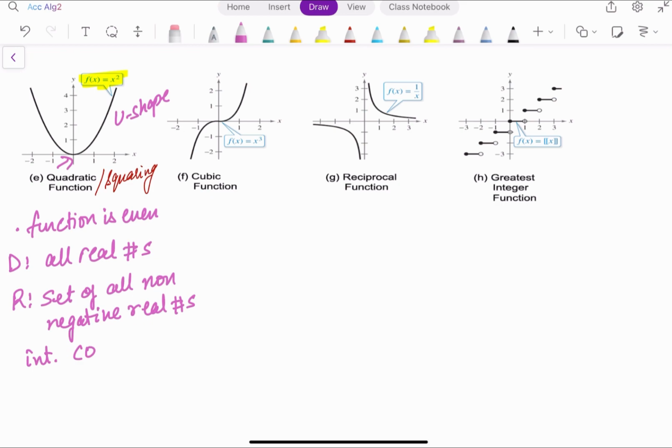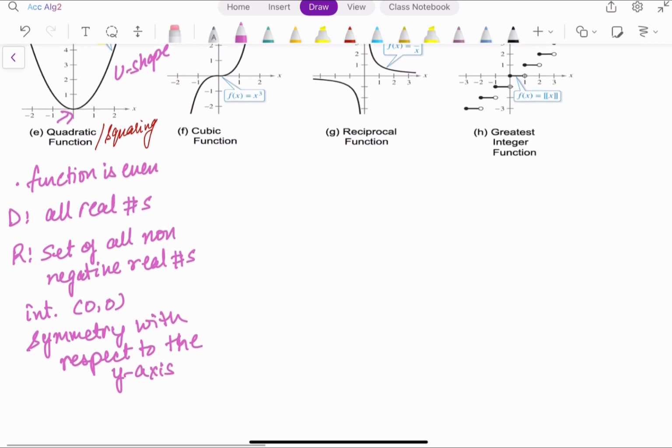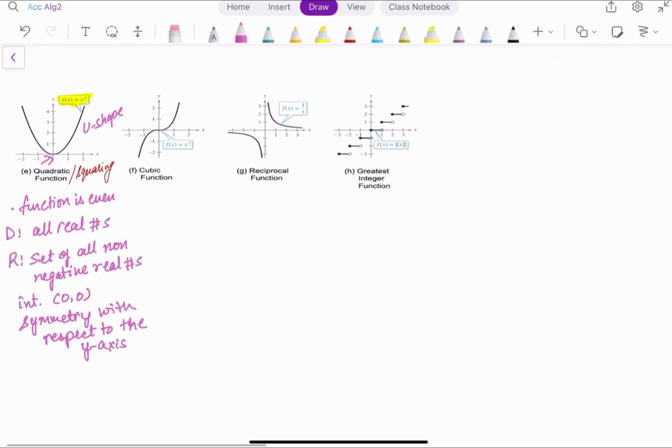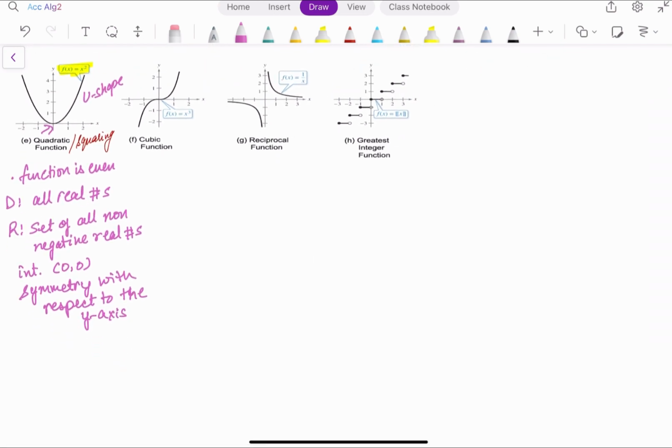Now, what is the intercept? Intercept is 0, 0. See, on the graph, it is touching the x-axis at 0, 0. And it is symmetric with respect to the y-axis. Now let's define where the function is increasing or decreasing. So decreasing means going down, increasing means going up. So let's write it down.